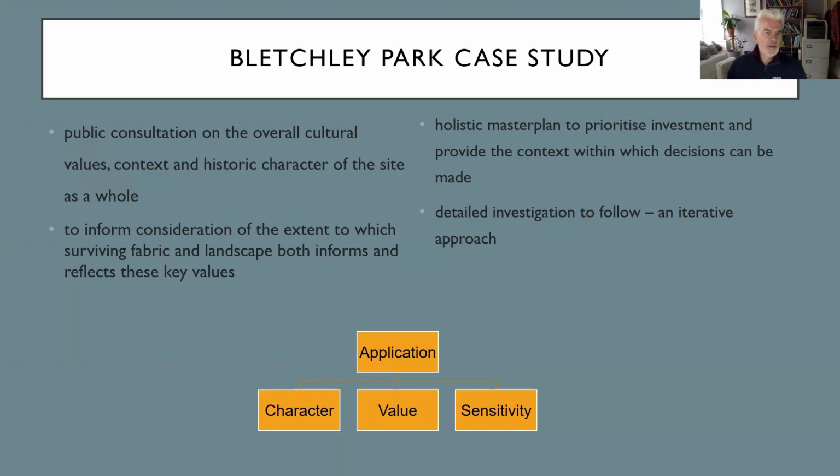So the aim was to develop some public consultation on the overall cultural values, context and character of the site, and then to inform consideration of the extent to which the site as a whole informs and reflects these values, and then to use that as a base for developing a master plan, above all to try and get some investment in the site, which was our big concern at that time when I was working with the regional team on this, to really get those ducks in a row before we moved on to a detailed investigation. So we knew it would be an iterative process. It's not that we have to scratch our heads and think, oh gosh, can we get these buildings over the bar for listing? Next slide.